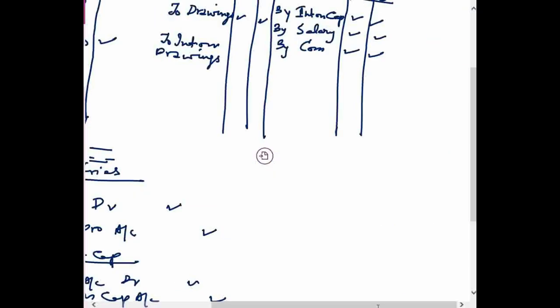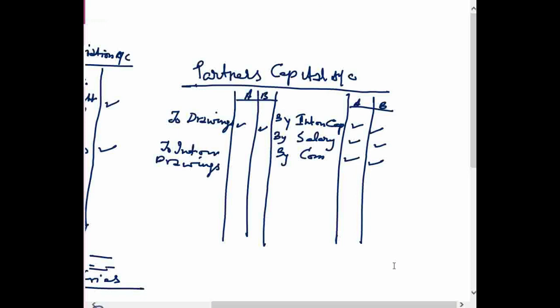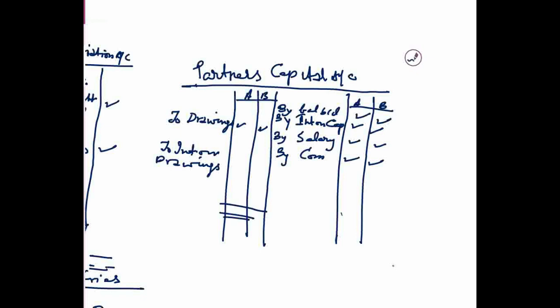How do we close the capital account? Now see, we have made all the postings into the partners' capital account. We just need to write the opening balance over here. The opening balance of the capital account will obviously appear over here as by balance b/d. Then we write the total and balance the account. The credit side is more, so the balance will be here as to balance c/d, and both sides will match. We bring down the balance as by balance b/d.